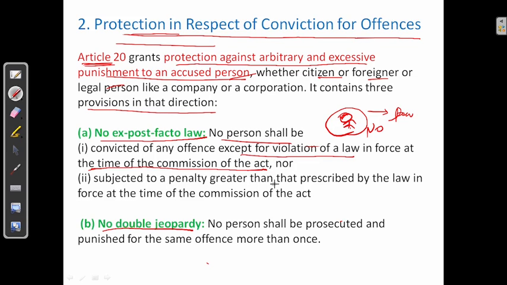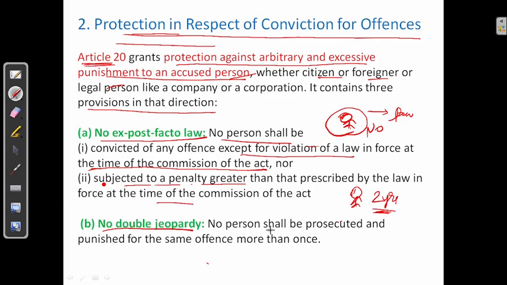Next, no person shall be subjected to a penalty greater than that prescribed by the law in force at the time of commission of that act. Suppose a person committed a crime and is given 2 years of imprisonment. Then this person is punished only for 2 years. He should be in jail only for 2 years and not more than that. That is the meaning of this statement.